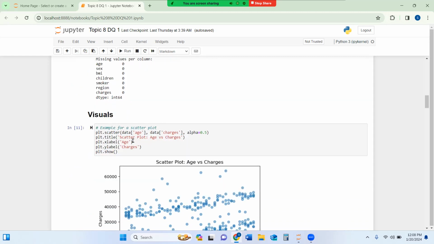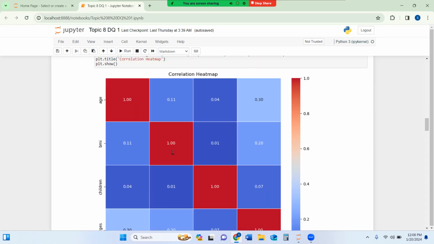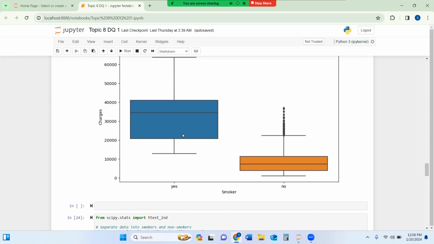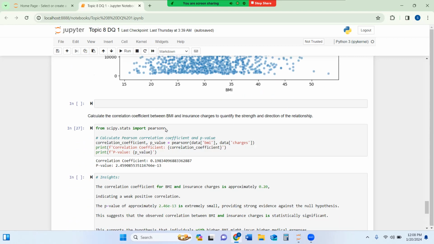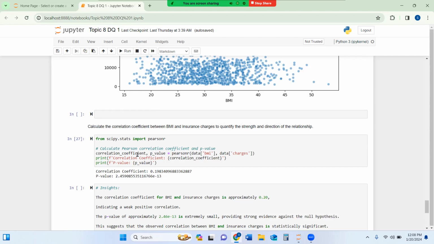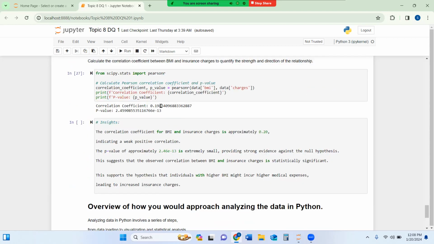This is followed by the visuals to show the relationships, which are the scatter plot, heat map, and box plot. And the hypothesis testing is performed. Then there's the interpretation of the results, which is just below every value here that I have. That is, I have the reporting. And that is my presentation.